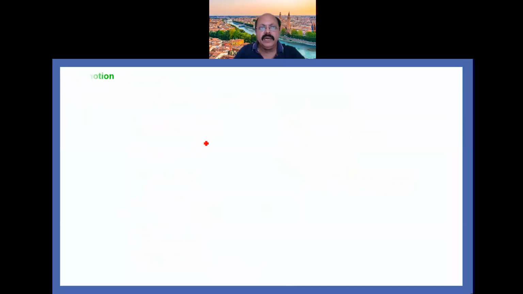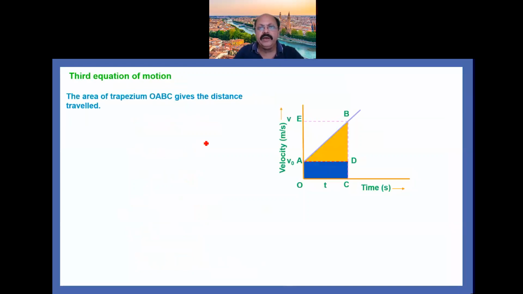Similarly, we can find the third equation of motion. Again, we have to find the area of the trapezium, that gives the distance traveled by the body. So S equal to 1 by 2 OC into OA plus CB. Substitute the values. That is S equal to 1 by 2 into T into within bracket V naught plus V. Then simplify it, that is cross multiply this 2, so it becomes 2S, and this T comes to the denominator. So 2S upon T equal to V naught plus V. Rearrange and write V plus V naught. Mark this equation number 1.